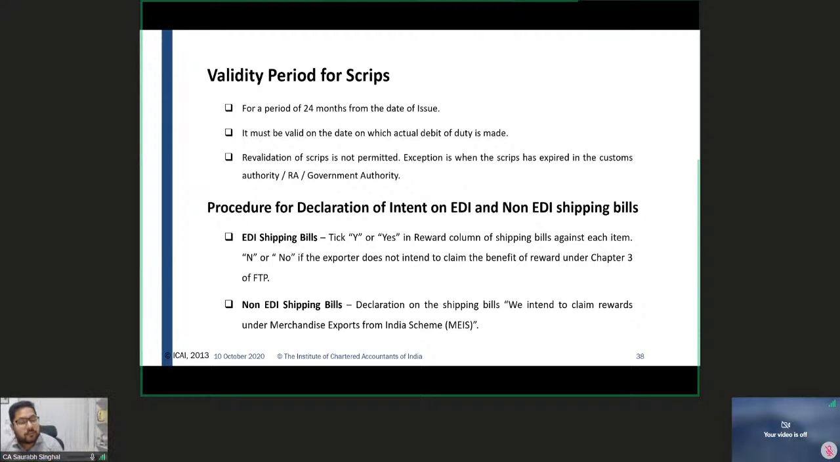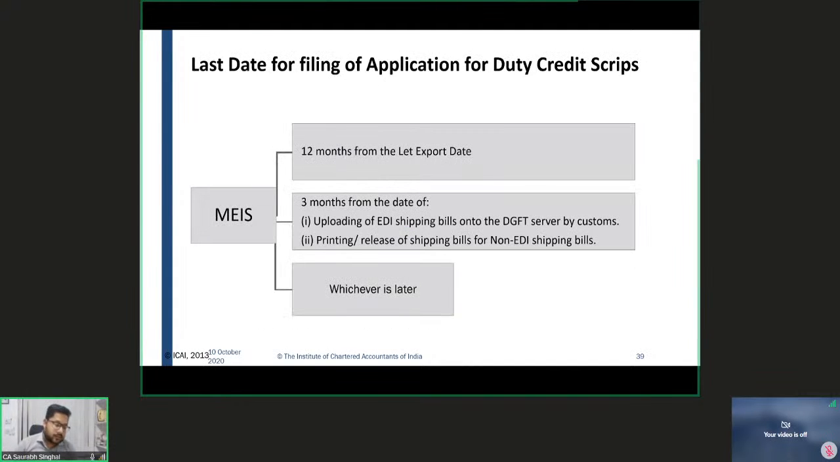Now, what is the procedure for applying in terms of export? As I have told you, you take a yes on MEIS on the shipping bill. In case of a non-EDI port, you have to write this declaration: we intend to claim rewards under Merchandise Exports from India. I've told you this. Now, what is the last date to apply for the scrip?